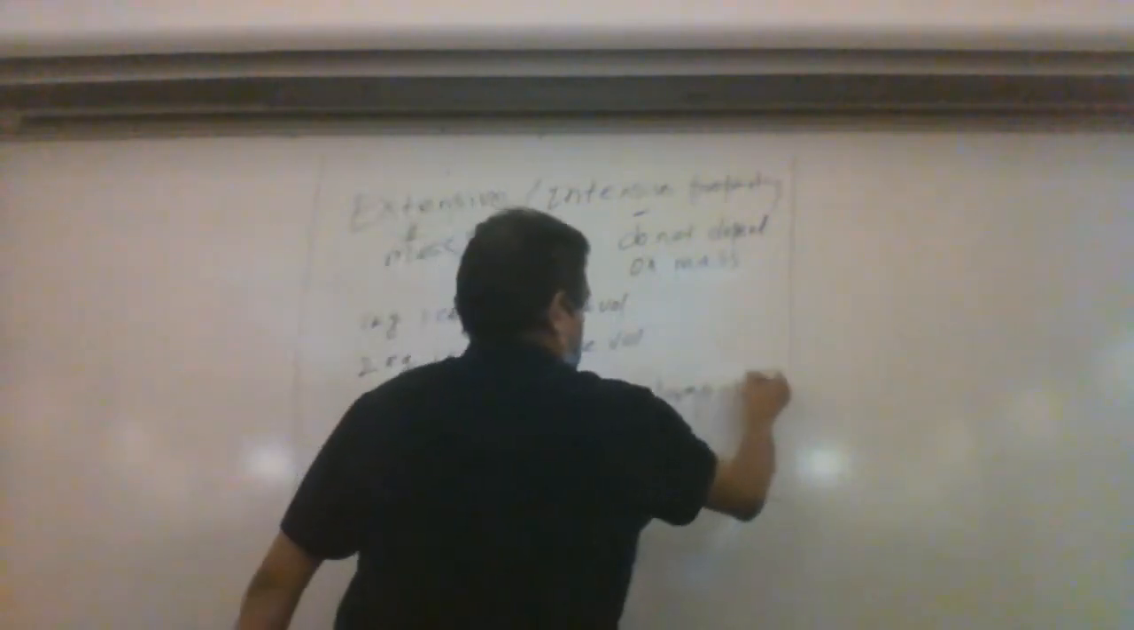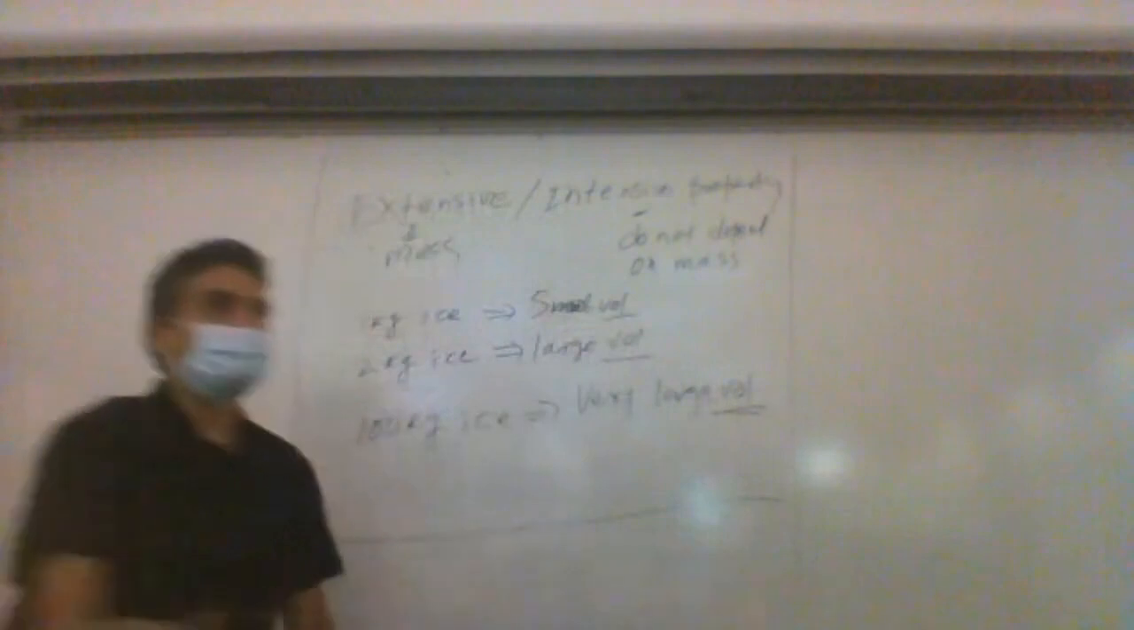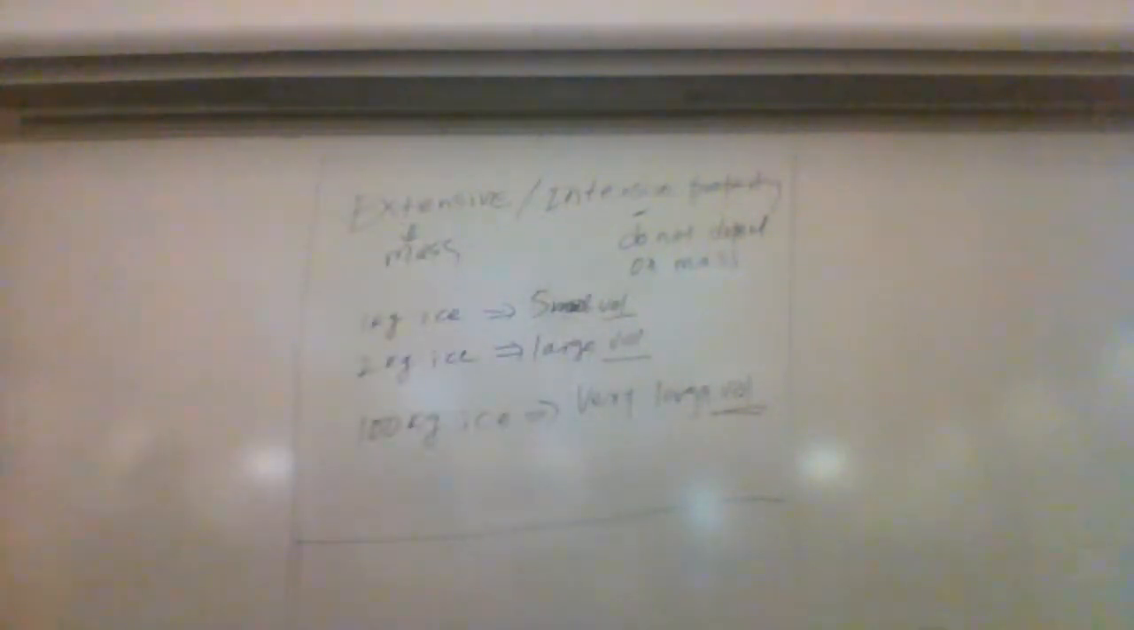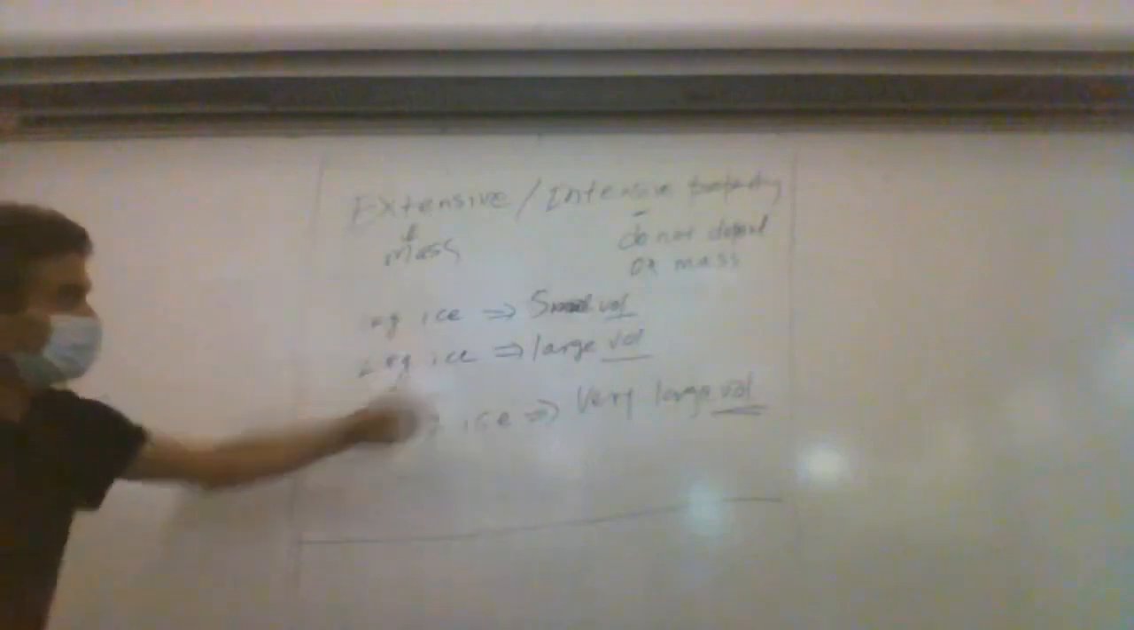You see, so the volume is the property we are looking at here. So the volume depends on mass. If you take a small amount of mass, it has a small amount of volume. If you take a bigger amount of mass, it has a bigger volume. If you take a very big amount of mass, then you have a very big one. Make sense? So this depends on the mass. You see that? So extensive property depends on the mass.